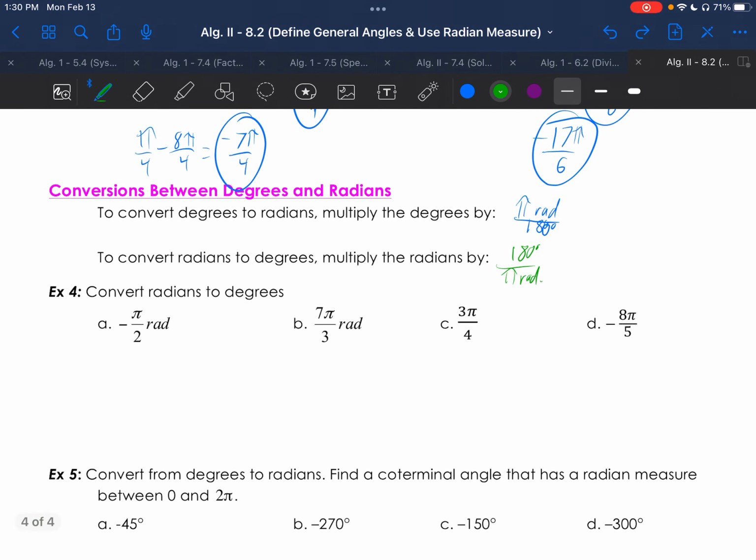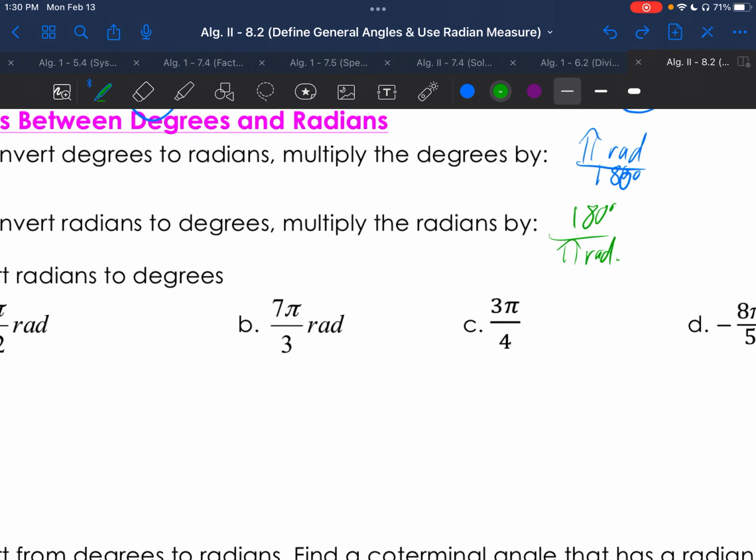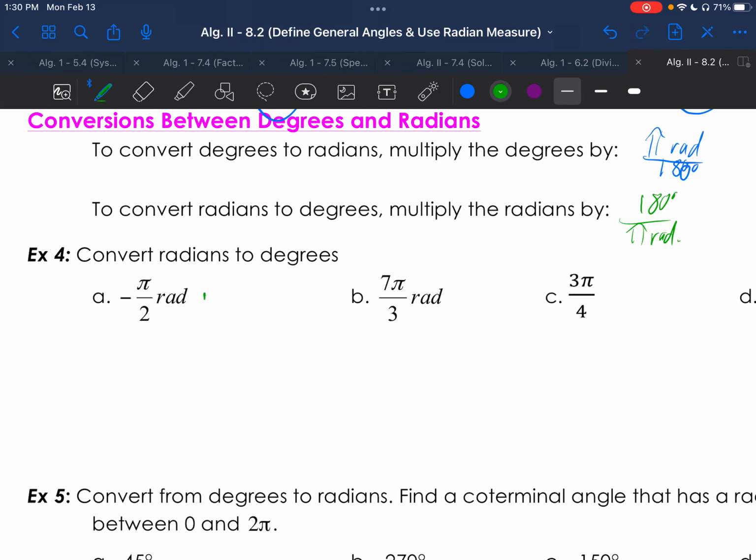So these four are doing radians to degrees, so we're going to multiply by 180 degrees over pi radians. So radians, we're no longer in that. Pi and pi reduce. 2 and 180 reduce to 1 and 90. So you're left with negative 90, and we are now in degrees, I should say. Go and try the next few on your own, reducing as much as you can.